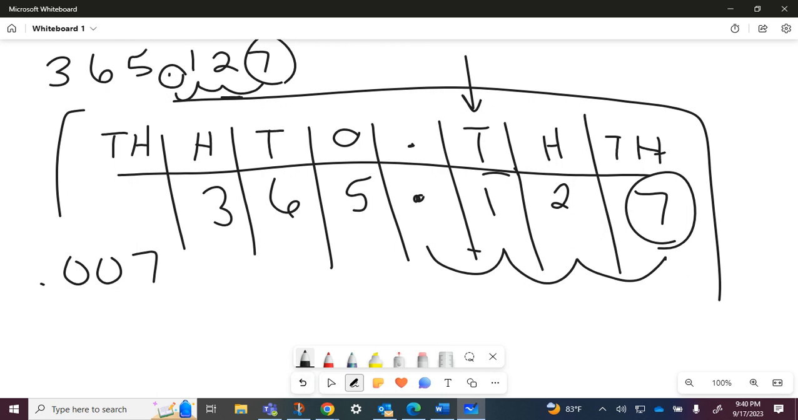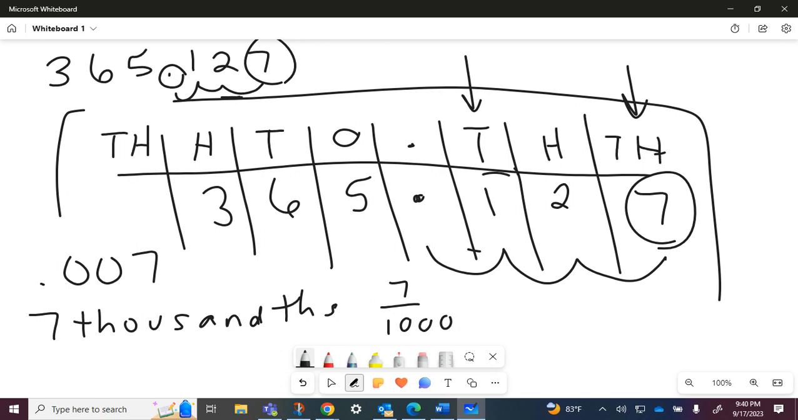Then if I wanted to write it in word form, I could say, I noticed that it's in the thousandths place, so I could say 7 thousandths. And if I wanted to write it as a fraction, I could say 7 thousandths. And so if you use this place value chart, you can easily see what column that number is in, and then go from there to write out the value of that digit.